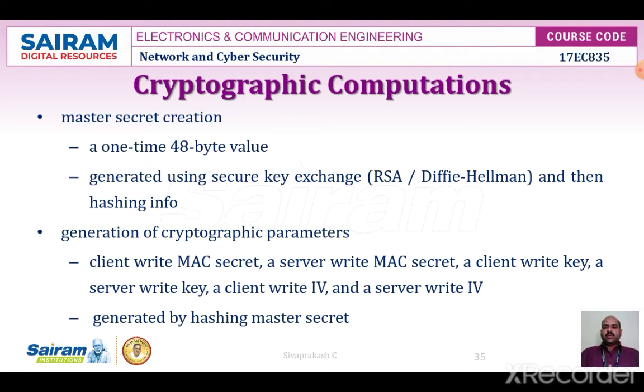Let me see how the generation of cryptographic parameters is made. Here the cipher spec requires a client write MAC secret and a server write MAC secret, a client write key and a server write key, a client write IV and a server write IV, the initialization vector values, which are generated from the master secret in that order. These parameters are generated from the master secret by hashing the master secret into a sequence of secure bytes of sufficient length for all the needed parameters.